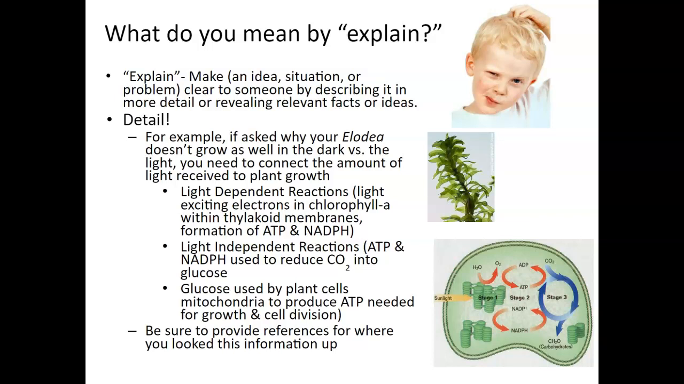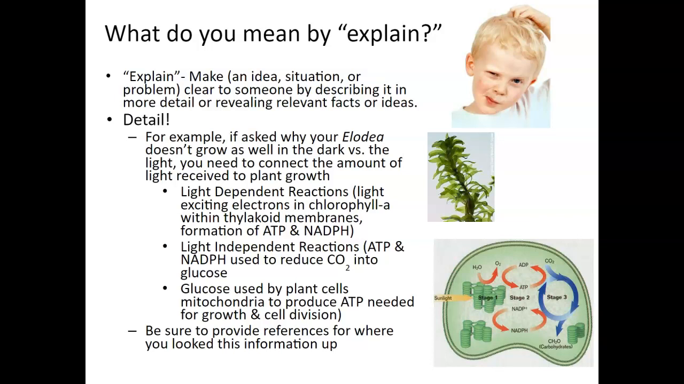For example, if you're asked why your Elodea doesn't grow well in the dark versus the light, you need to connect the amount of light received to plant growth. So light is your independent variable, but growth was the dependent variable. Make a clear connection scientifically throughout this process. So you talk about the light-dependent reactions. Electrons become excited in chlorophyll A in the thylakoid membranes, and in the process we make ATP and NADPH.